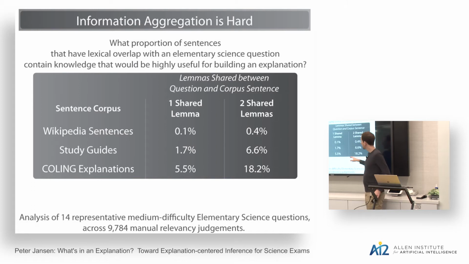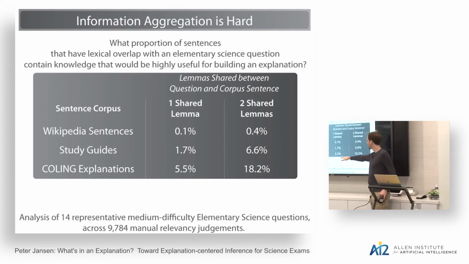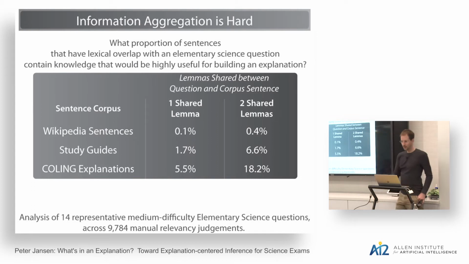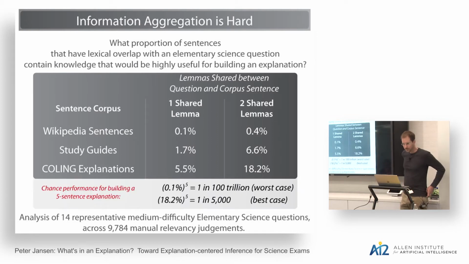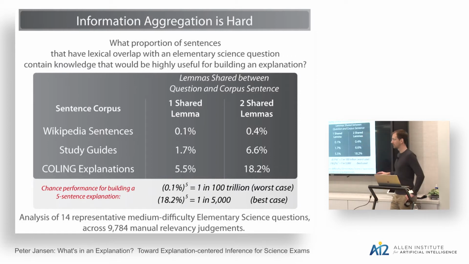And then in the ceiling performance here, so if you're just using a corpus of only explanations that are exactly designed to build explanations for these questions, it sort of peaks at around 5%. What this means is that if you want to build an explanation with only 5 facts in it, then your chance performance for being able to do this, in the worst case, is 1 in 100 trillion, which is terrible. And in your very best case is 1 in 5,000. So it's a hard problem.